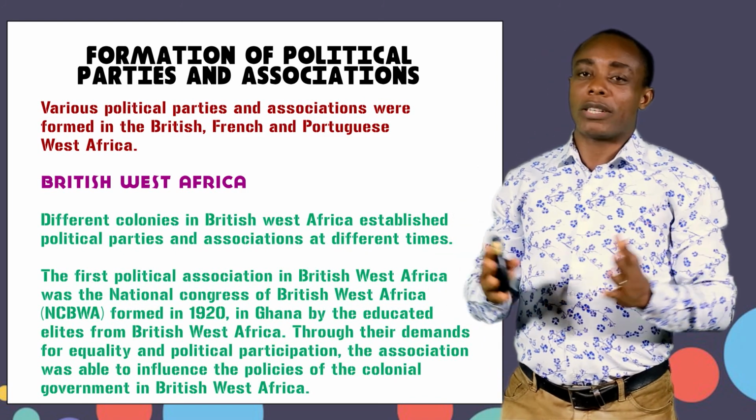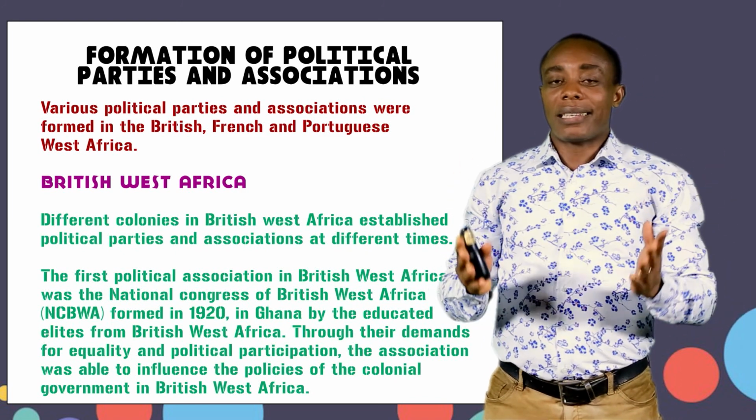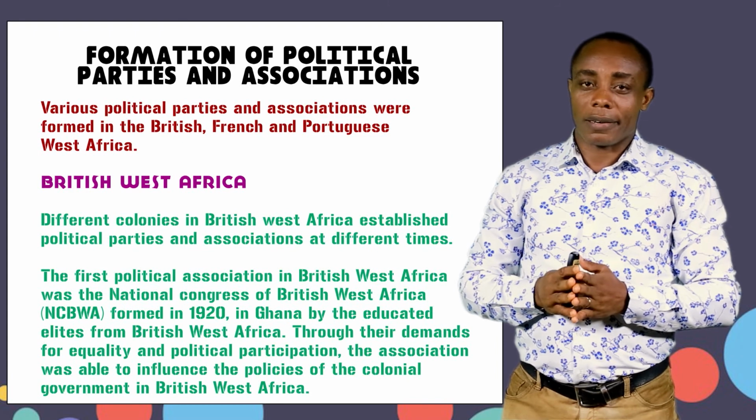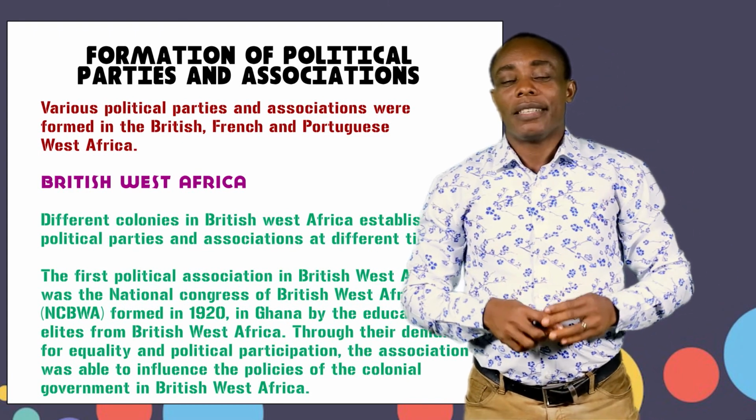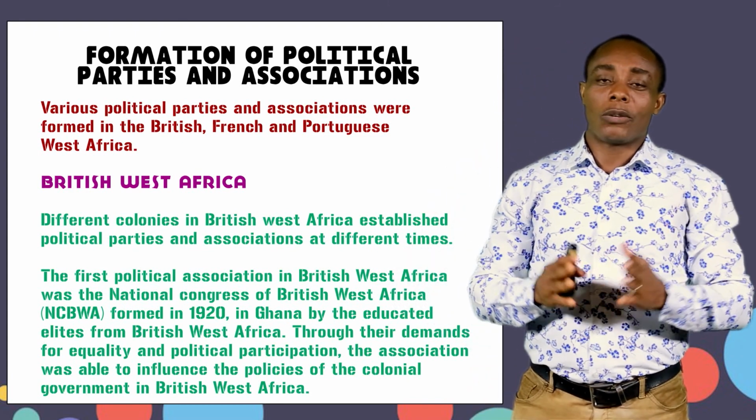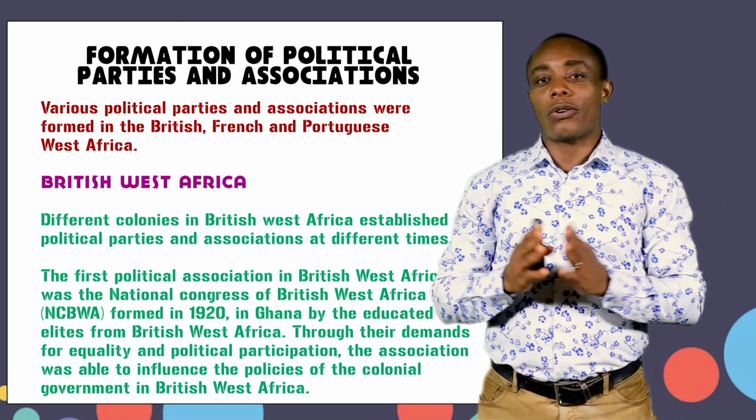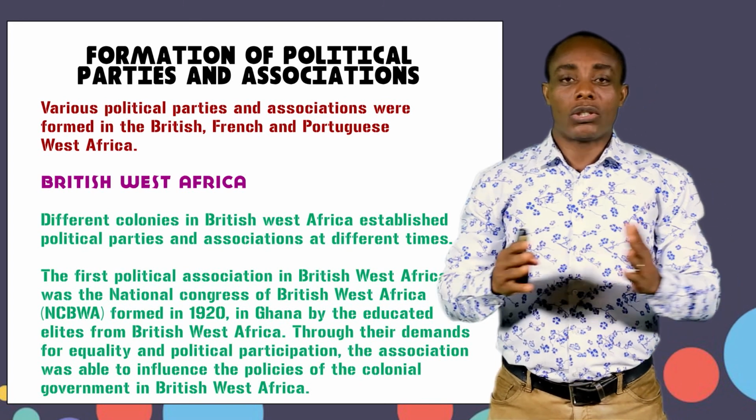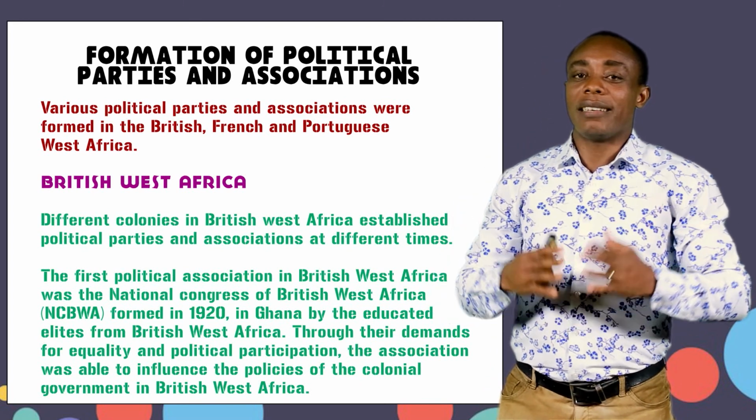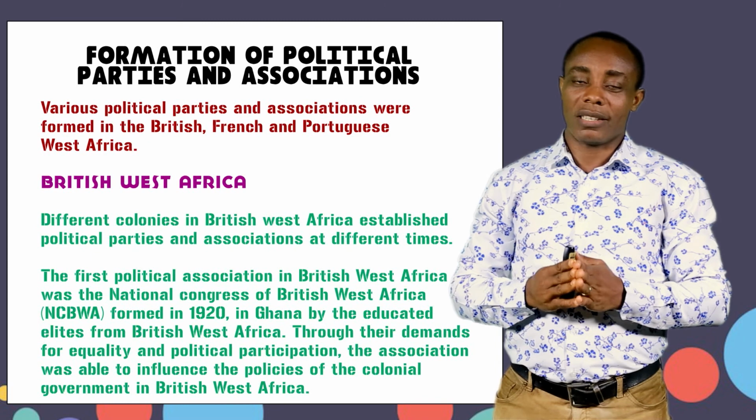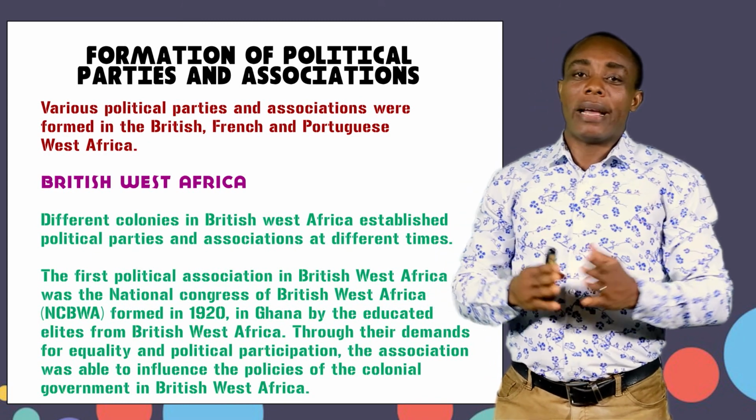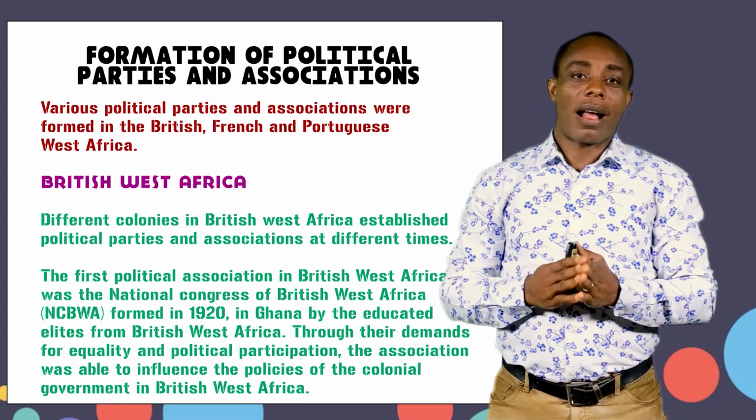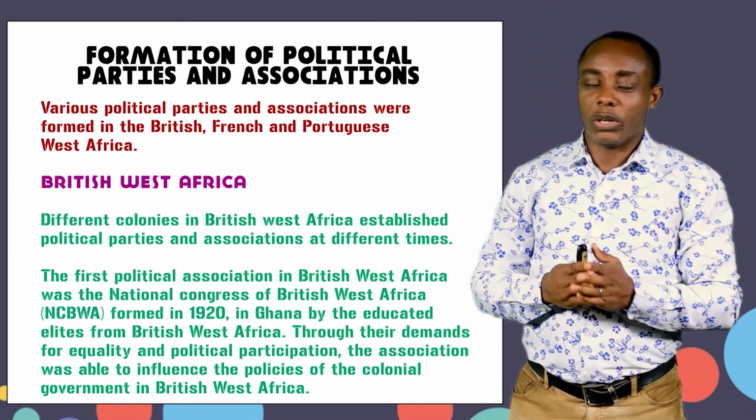Let's consider British West Africa first because it started early in British West Africa. In British West Africa, the first political association that was formed was called the National Congress of British West Africa. This body or association was formed as a reaction to colonial policies in the region. It was formed by the educated elite at Accra in Ghana in the year 1920.